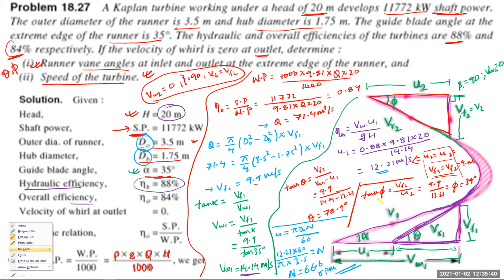So if you pay attention, here for the Kaplan turbine, in this numerical, what we have seen is everything remains the same, only that we have changed this. We have used this discharge formula.